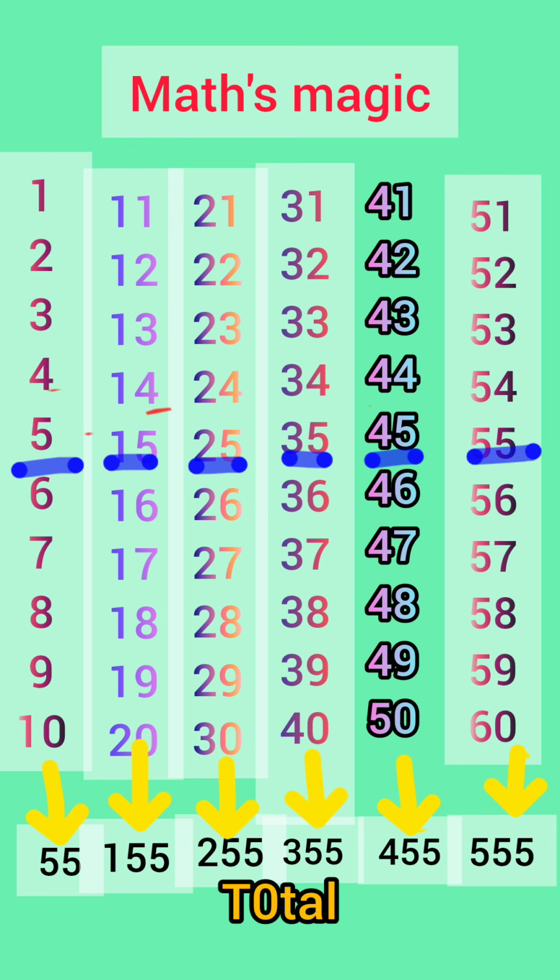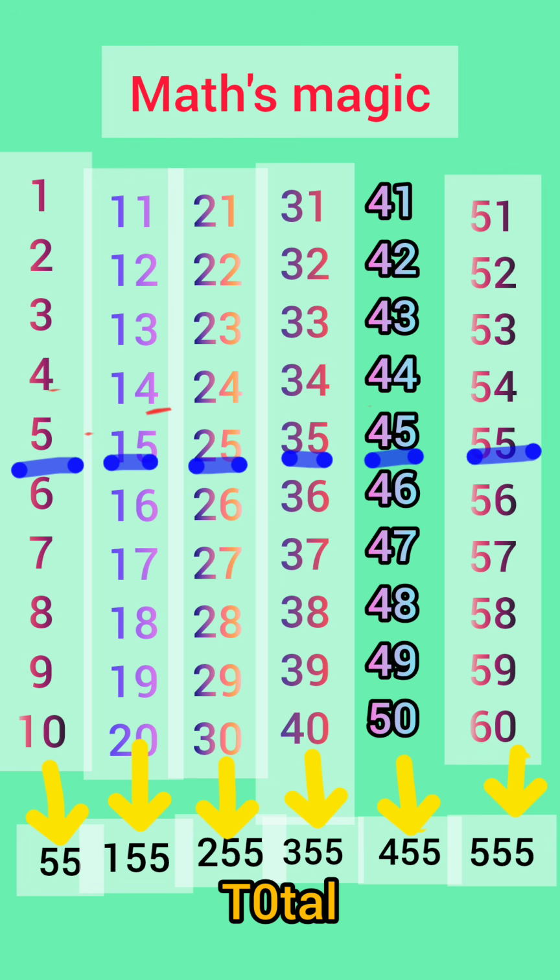And the third line's middle number is 25, then write 5 beside the 25, and it becomes 255. The third line total is 255. And the fourth line's middle number is 35. The 5 goes on the right side of 35, and that becomes 355. The total of the fourth line is 355.